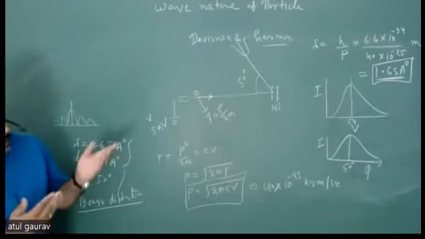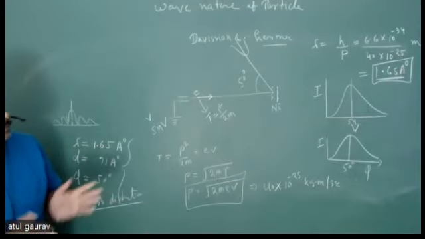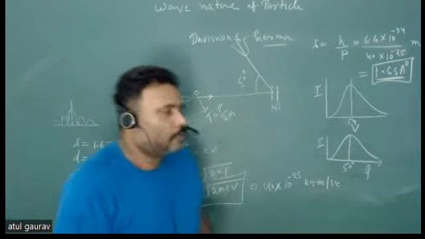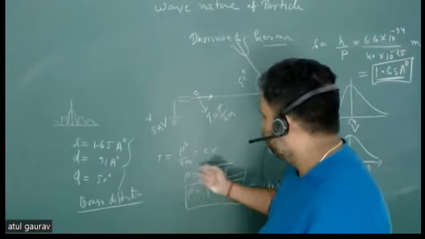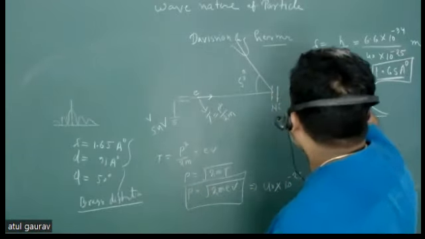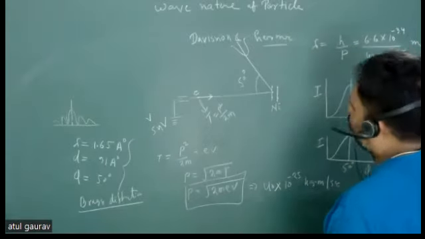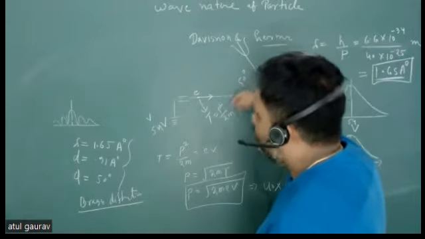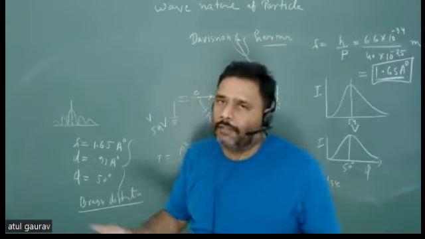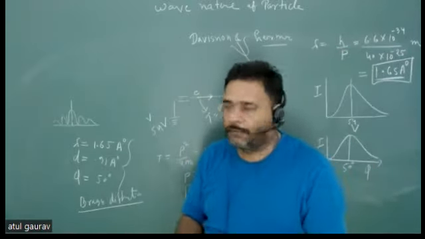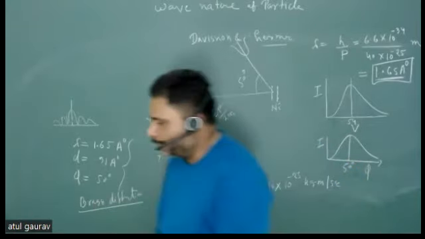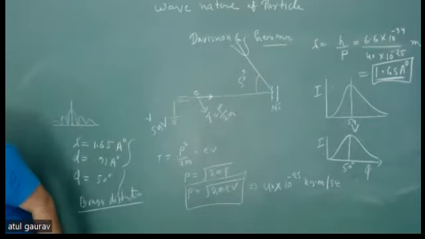Which type of question can you have? You will have a very simple question. They will just ask, if this is your kinetic energy, what will be the wavelength? You can easily find the momentum and calculate the wavelength. Once you find the wavelength, you can also find the scattering angle with the help of Bragg diffraction. So you can find the angle too, everything you can easily calculate.